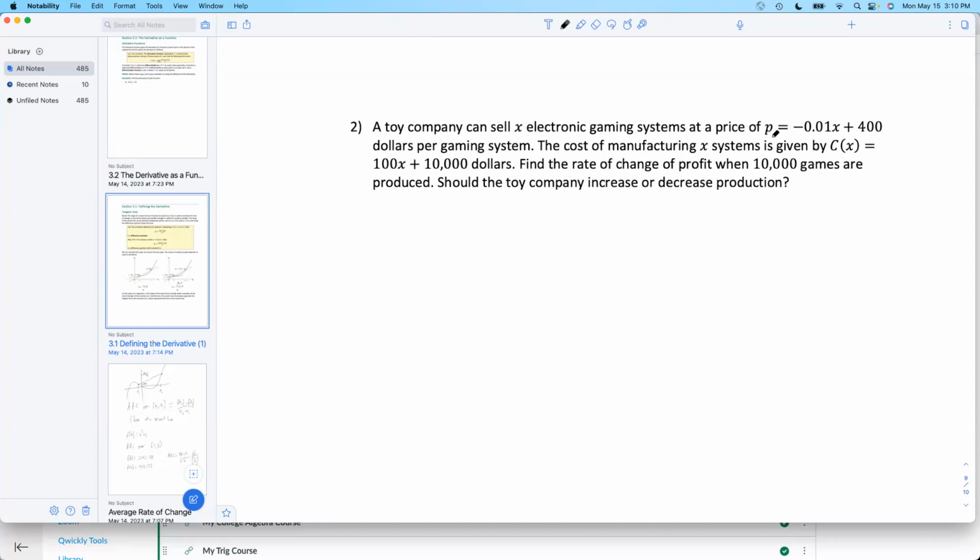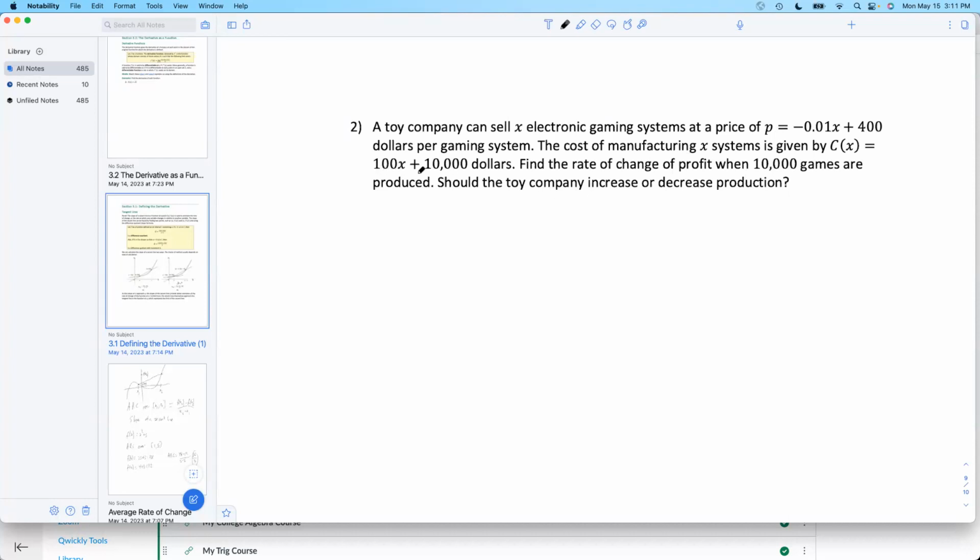Okay, so we've got here, price is a function of the number we want to produce. This is called a demand function, or a price demand function. You choose how many Xboxes you want to sell, and this will spit out what price you should charge.